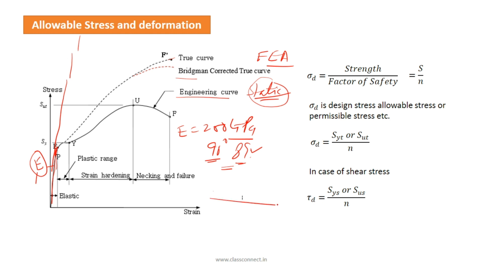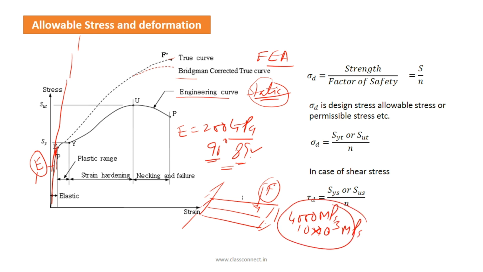It means that if we analyze any component, and we give an arbitrary value of F for an arbitrarily chosen geometry of the member, we may get a stress of 4000 megapascal or 10,000 megapascal. These stresses are not possible, because steel has a yield point. I use SYT for yield strength, approximately 200 to 250 megapascal.